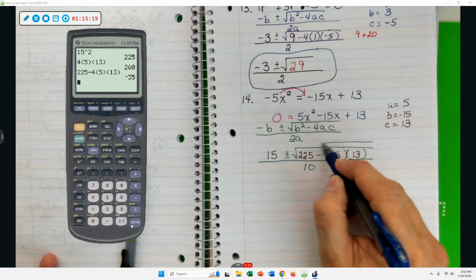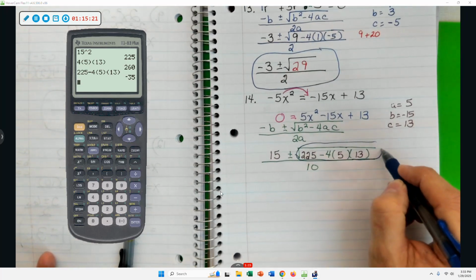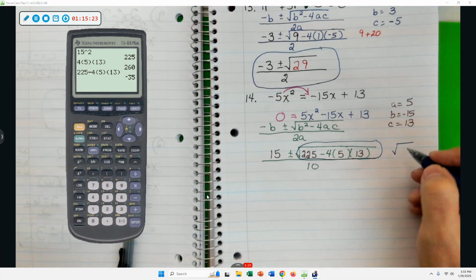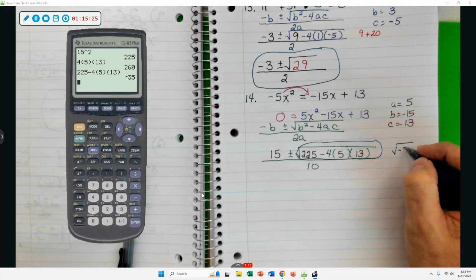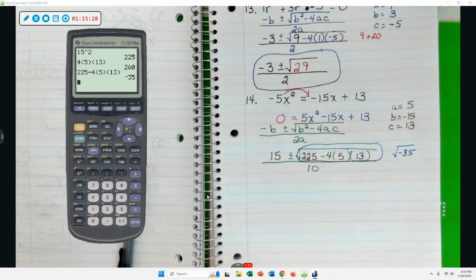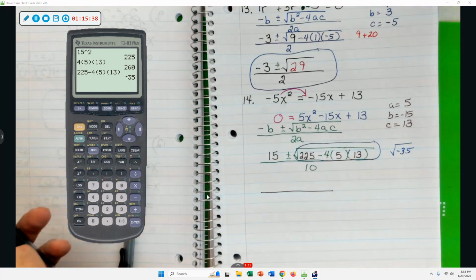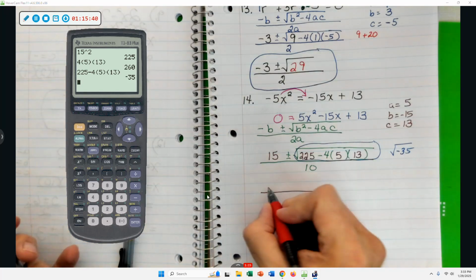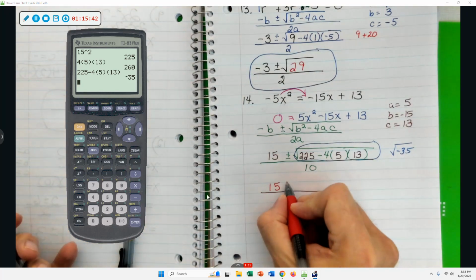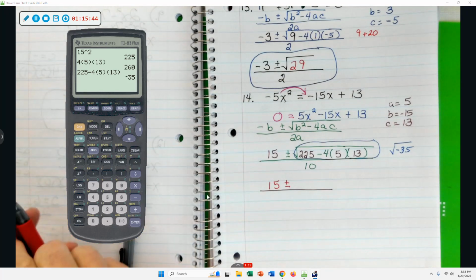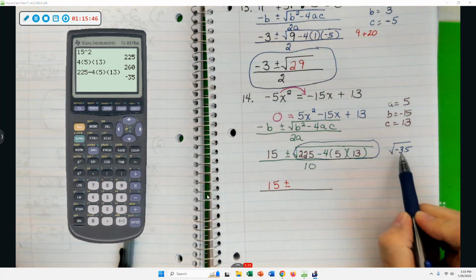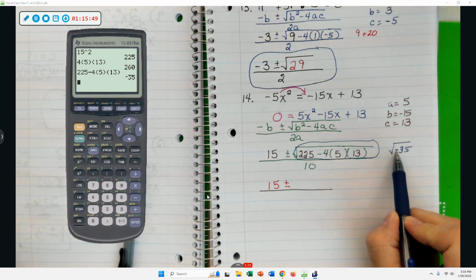All of this is going to reduce to a negative 35 because it's 225 minus 260. Okay. Hey, are we going to have an I in our answer? Yes, is that what I heard? So we have 15 plus or minus the square root of negative 35.